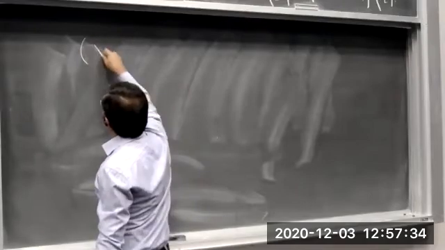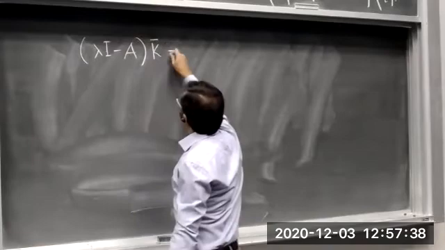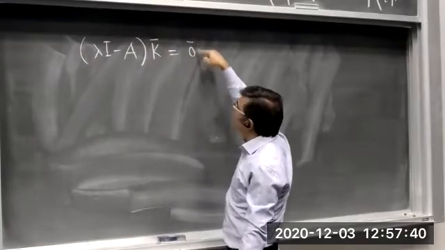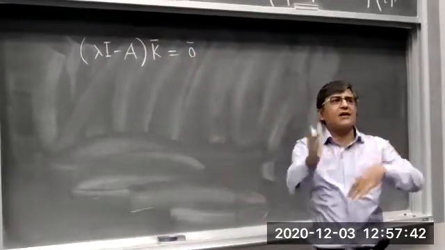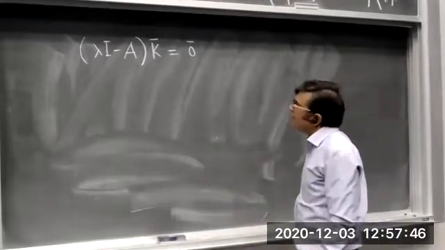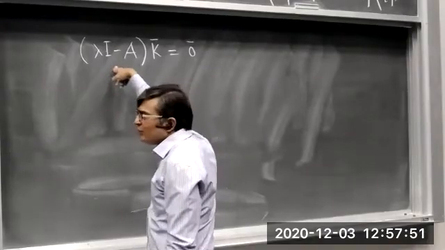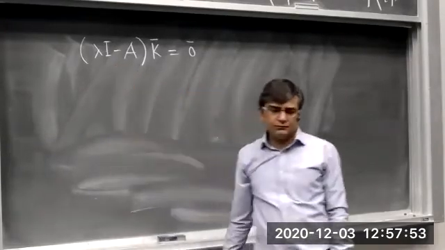We start with the same equation, (λI − A) times k vector is equal to 0 vector. Here a 0 vector will come, not only 0, because the left hand side is a vector, so my right hand side must be a vector as well. Now this equation, what is this equation? Can anyone tell me?